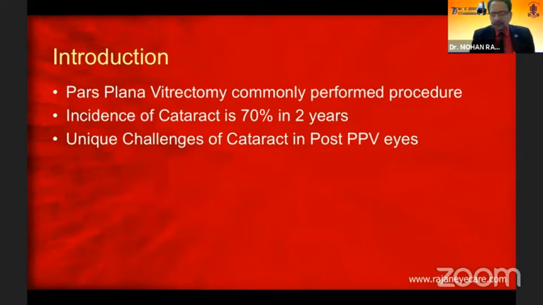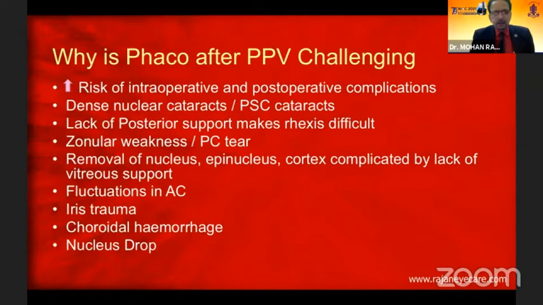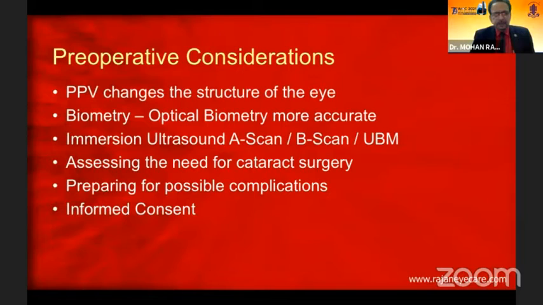Unique challenges of cataract in post-PPV eyes. Risk of intraoperative and postoperative complications. Dense nuclear cataracts, PSC cataracts. Lack of posterior support makes rhexis difficult. Zonular weakness, PC tear. Removal of the nucleus, epinucleus, and cortex is complicated because of lack of vitreous support. Fluctuations in the anterior chamber and the posterior chamber as well. Iris trauma, choroidal hemorrhage, nucleus drop, and all these complications. You name the complication, it is there in a vitrectomized eye as well.